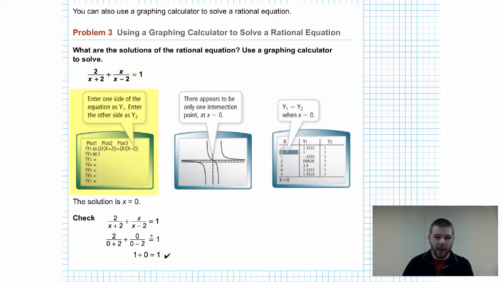First, hit y equals on your calculator and enter the functions as shown in this image. You'll let y1 equal the left-hand side of the equation and y2 equal the right-hand side of the equation. In that case, much as we've done before, we're going to be looking for the intersection of these two functions.